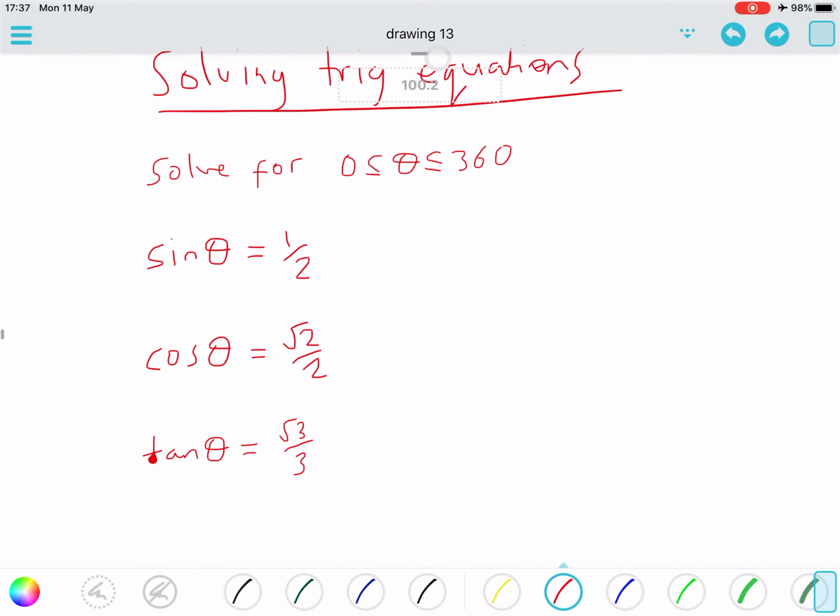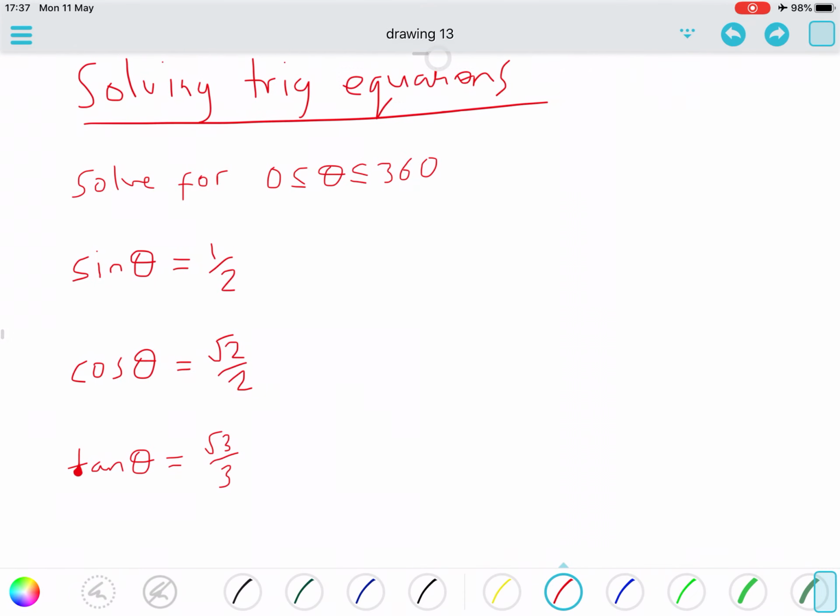Okay, hi everyone. So in this little video we're going to look at solving trig equations. We started this last week, but it is a tricky thing and I wanted to go over it again just to help you along and give you a bit more practice. So that's what we're going to look at this week.